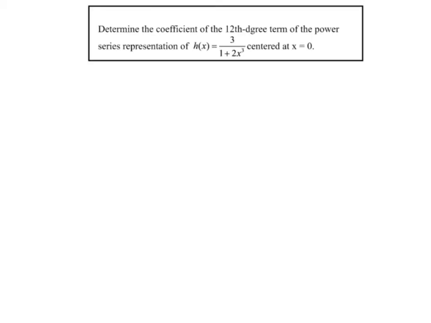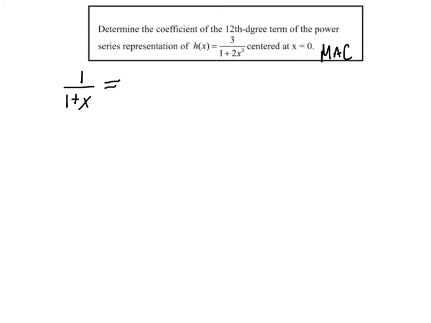Okay, determine the coefficient of the 12th degree term of the power series representation for that function centered at x equals 0. Well, I look at this and I start to think, first of all, centered at x equals 0 means it's a Maclaurin. I'm just going to write Mac right there. And to me, it's really similar to 1 over 1 plus x. Just really similar to it. I can multiply it by 3, I can put in a 2x cubed instead of an x, but it's similar.